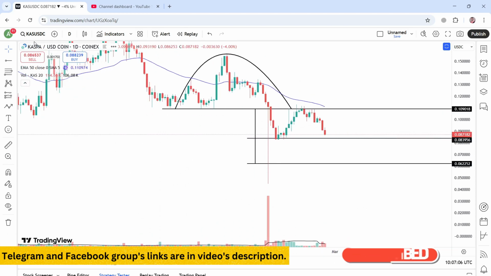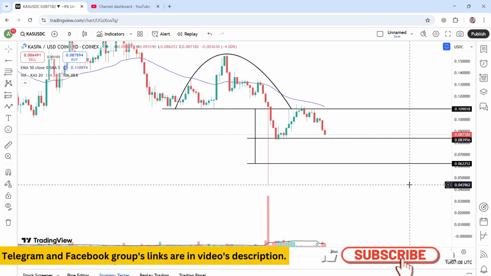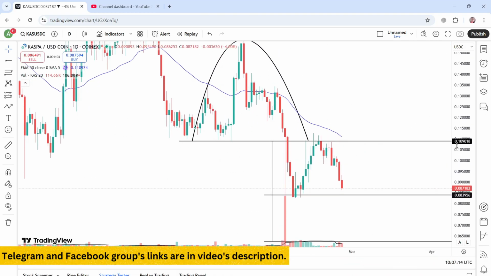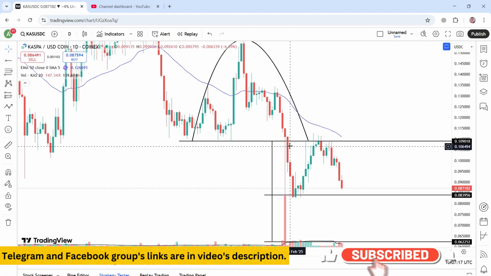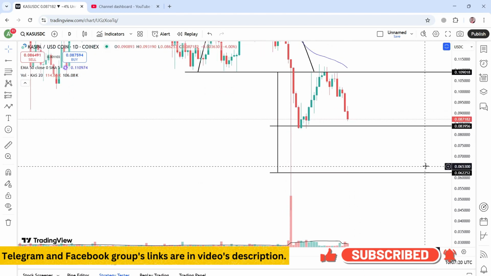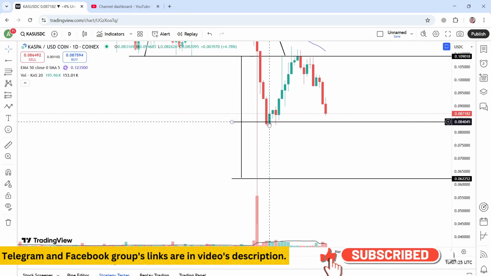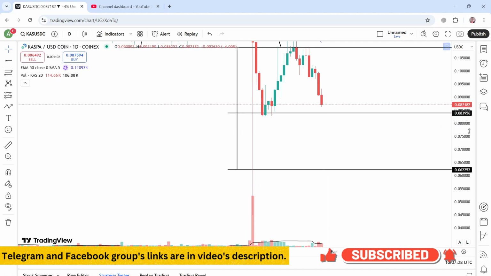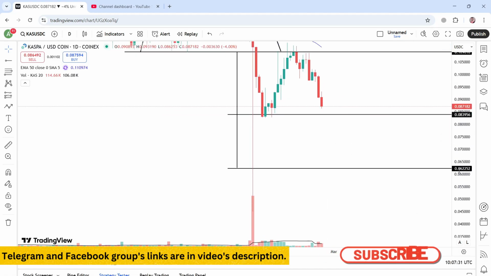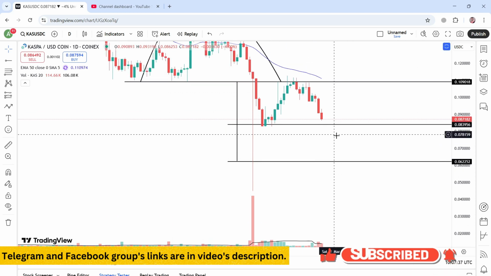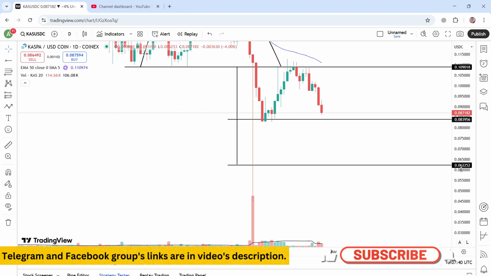So if we discuss the trend of KAS against the USDC on 1 day time frame, currently it is moving in a downtrend. It gave the breakdown of this arc formation when it gave closing below 0.109018 in this candle. After that, it exposed two targets on downside. Its first target was at 0.083956 that was achieved in these candles, and it has a final target of 0.062252, and we can expect the prices to fall up till this level. That is the final target of this coin.